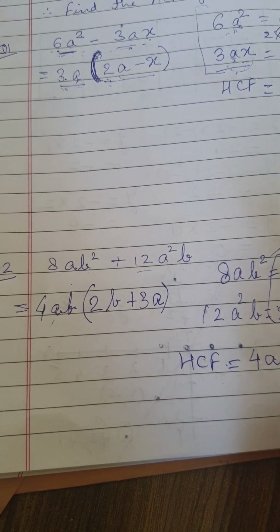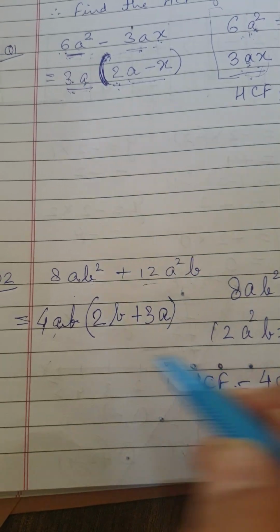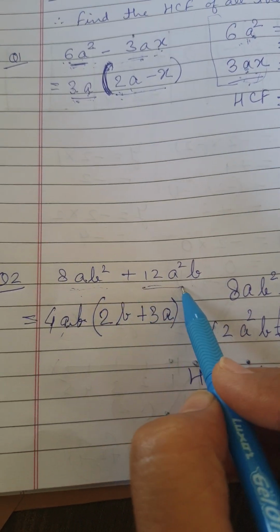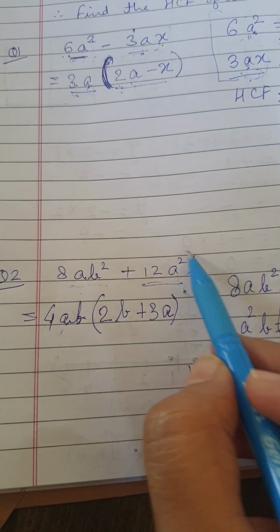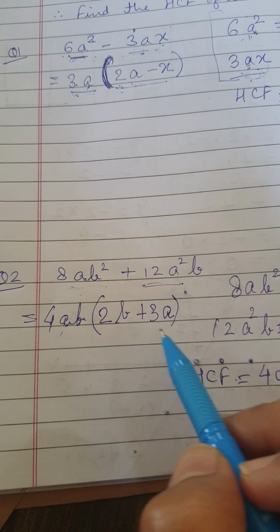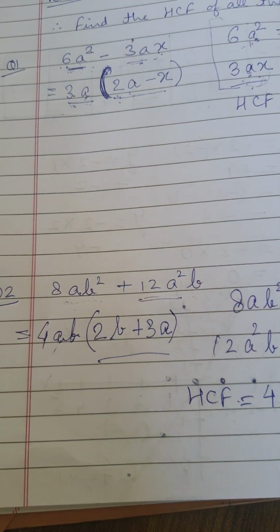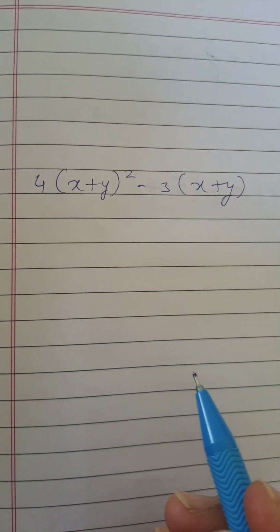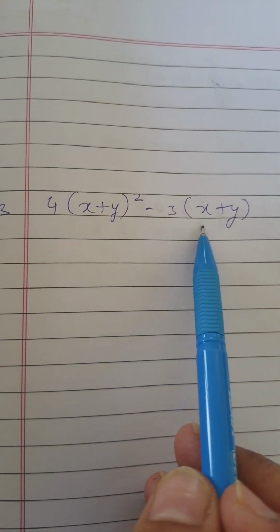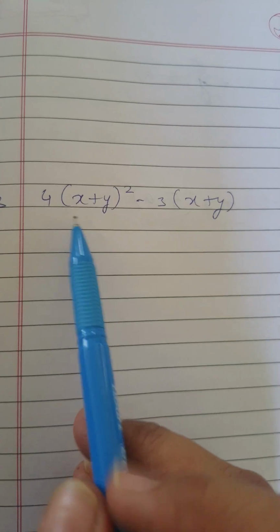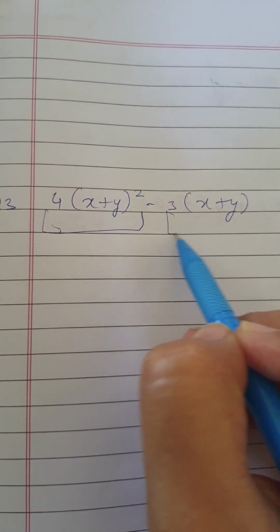Understood? So it's very easy, just take out the factors of all the terms in the expression. That will be your HCF, and when you take out HCF as common from the expression, you will get the answer like this. Now see another example. We have 4 into x plus y square minus 3 into x plus y. We have two terms here. This is one term and this is the second one.